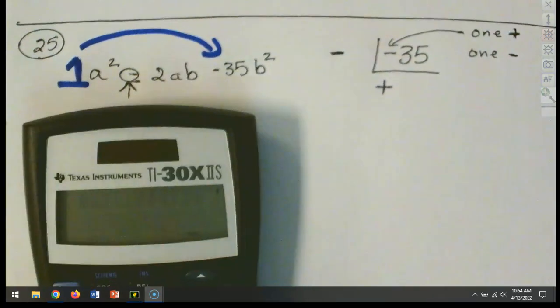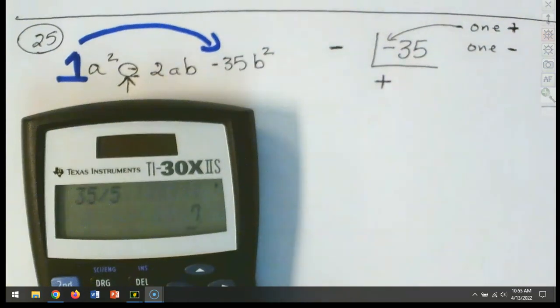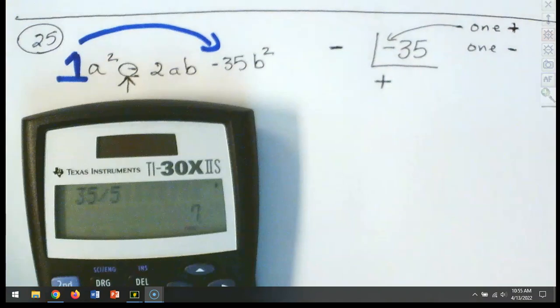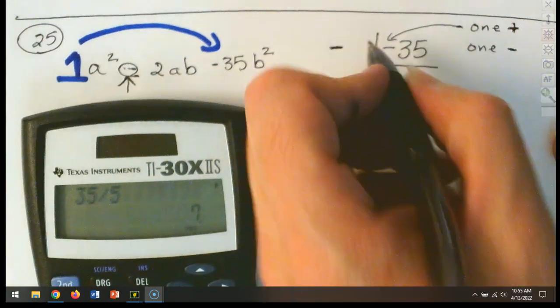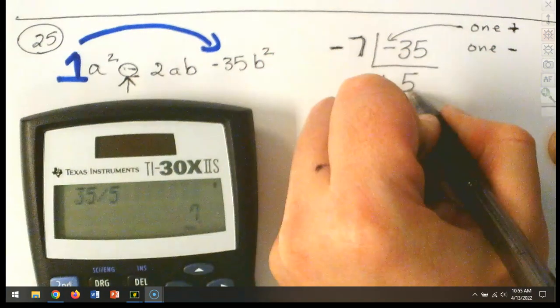So let's see what we get when we take 35 divided by 5. We get 7. Now, 7 minus 5 gives you what? 2. And that's what we want. Now, we know that the 2 is negative in the middle, so that means my larger number is a negative 7. The smaller number is a positive 5.